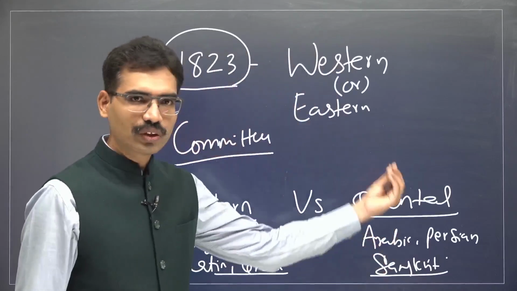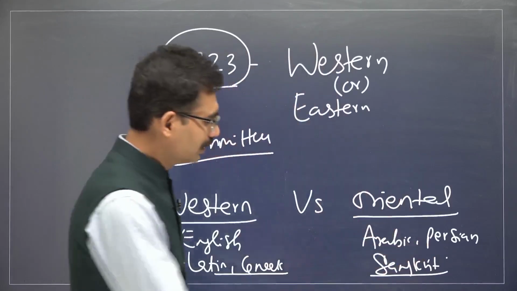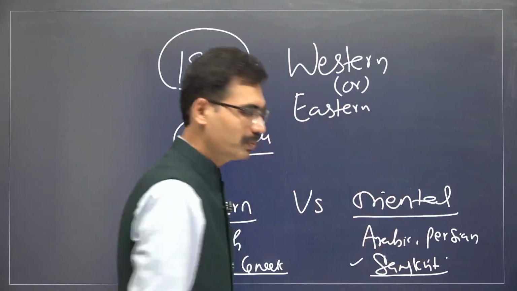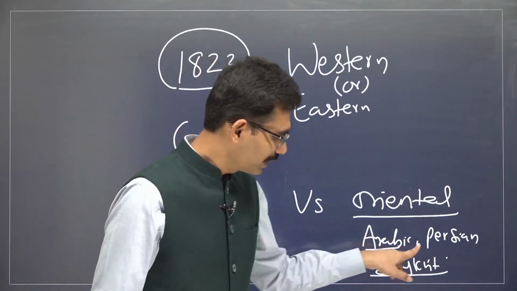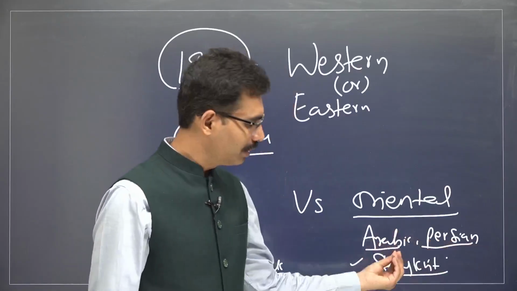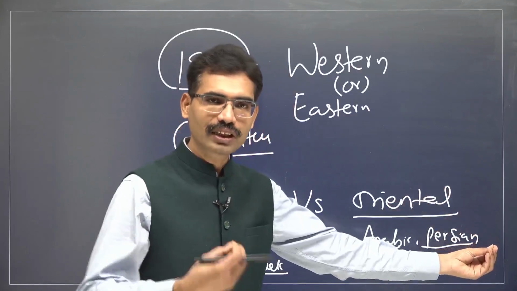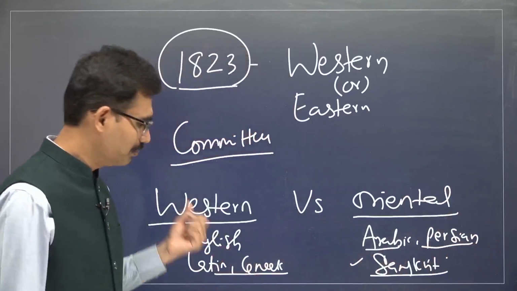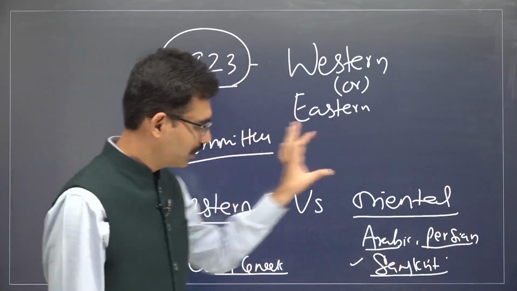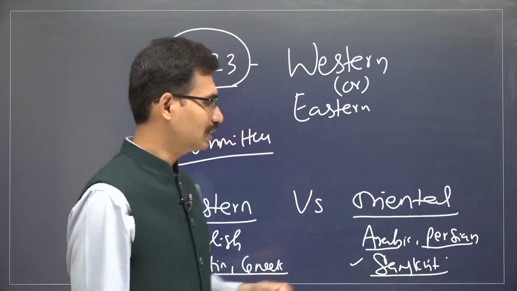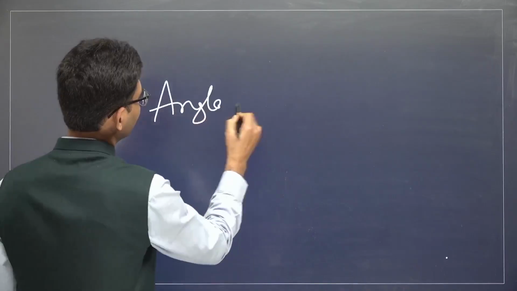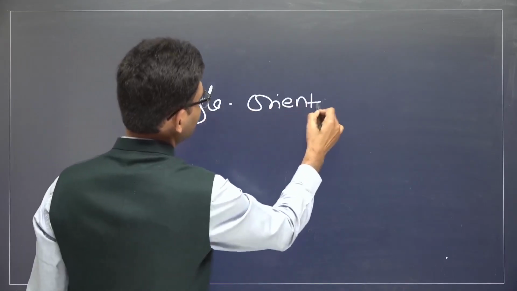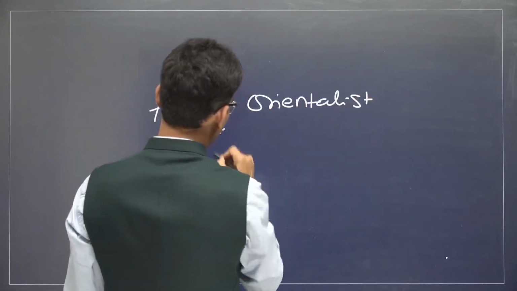Sanskrit is one of the oldest languages of humanity, and they are strongly proposing that Sanskrit must be taught in the schools. Arabic and Persian must be taught so that they will know their knowledge in their own language in a better way rather than imposing it. This is what is called the Anglo-Orientalist controversy. This phase is known as the Anglo-Orientalist controversy.